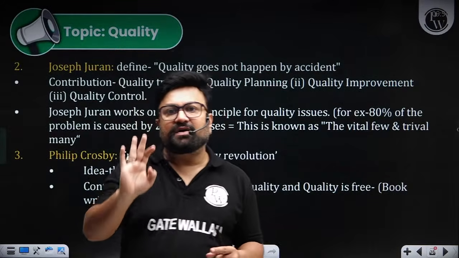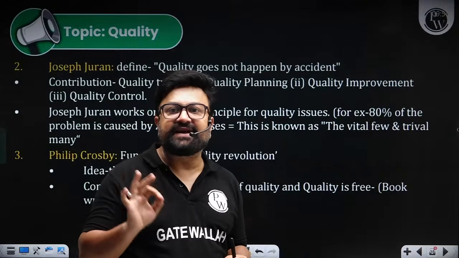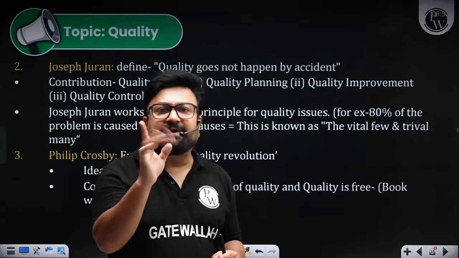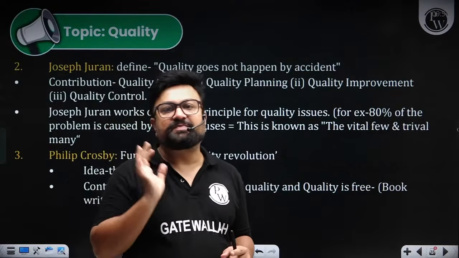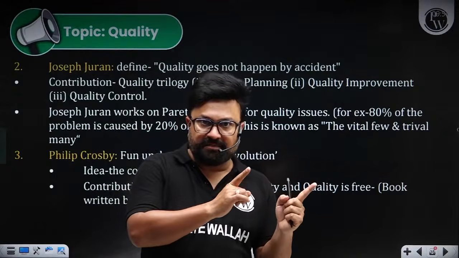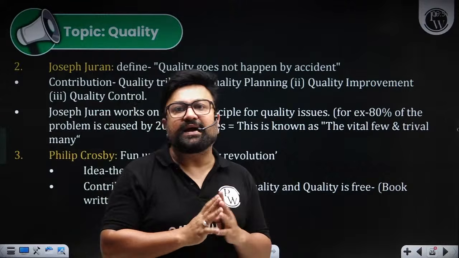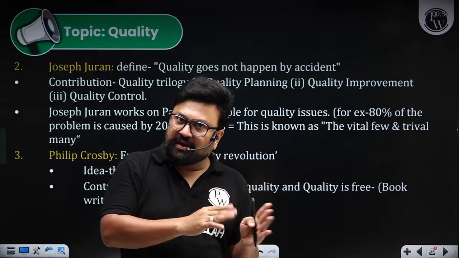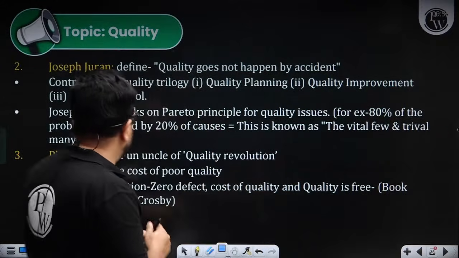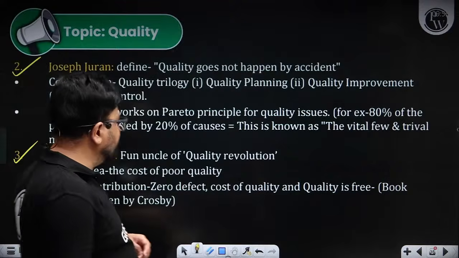Joseph Juran worked on the Pareto principle for quality issues, right? That is 80% of the problem. What is the Pareto principle? 80% of the problem is caused by 20% of the causes. This is known as the vital few, trivial many. Vital few, trivial many. Next is Philip Crosby.